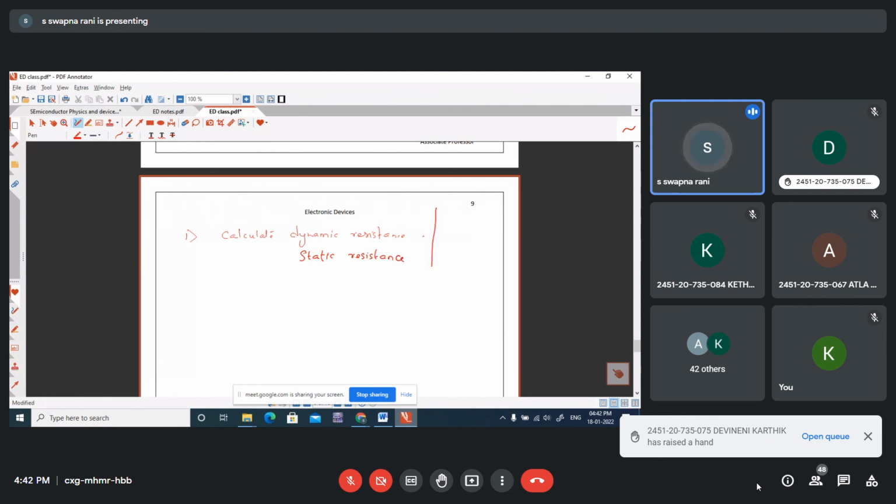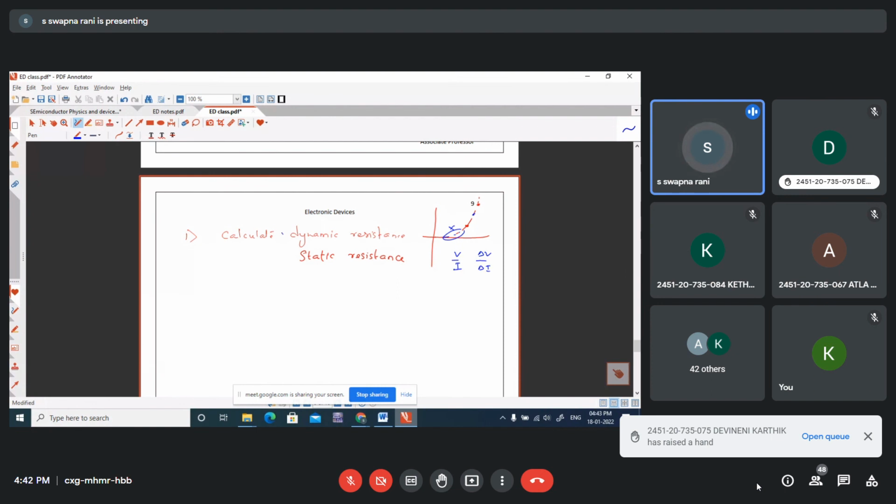So once you obtain this VI characteristic curve, you need to select 2 points for dynamic, and for static it is one point. Don't take points around this knee. You need to select the points beyond the knee portion of the curve. So V by I is static, delta V by delta I is the dynamic.